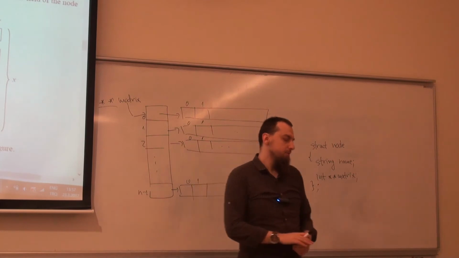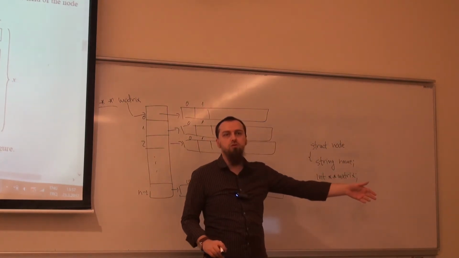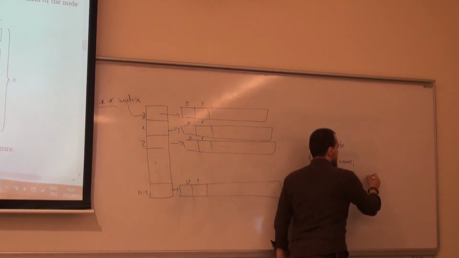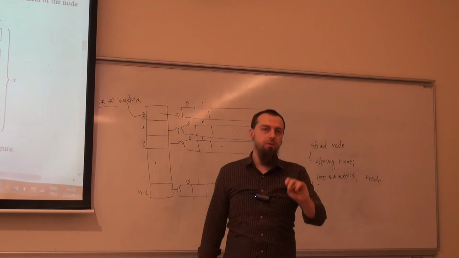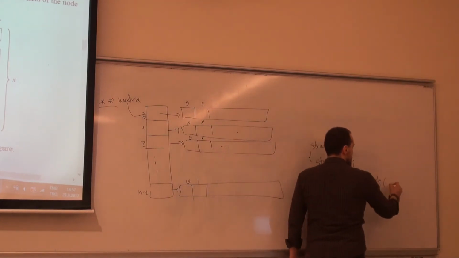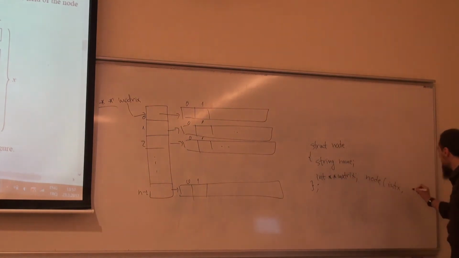We have another problem here. Inside this structure, let's say that we have a constructor. Let's call it node. And this constructor takes 2 parameters: x, which is an integer, and y, which is also an integer.